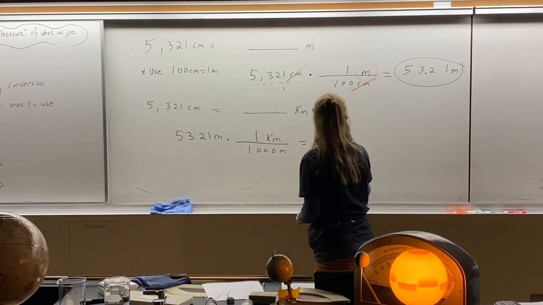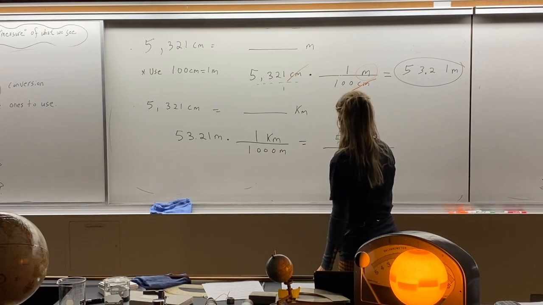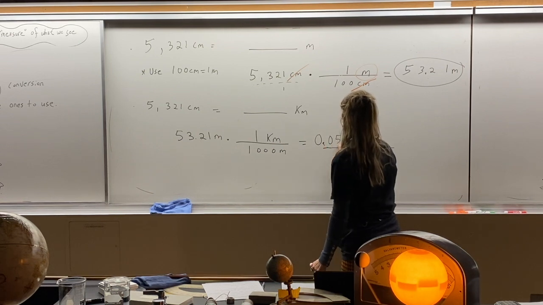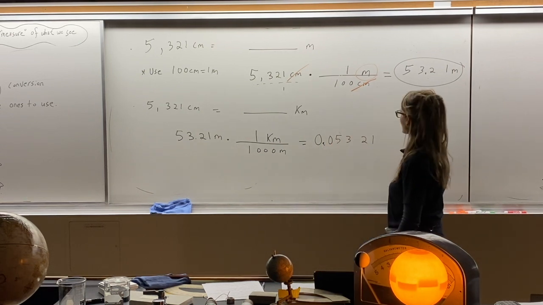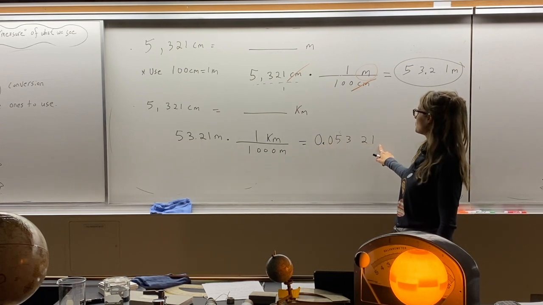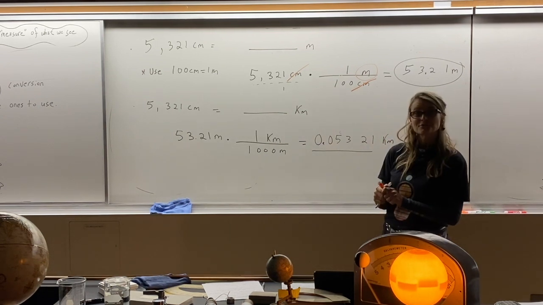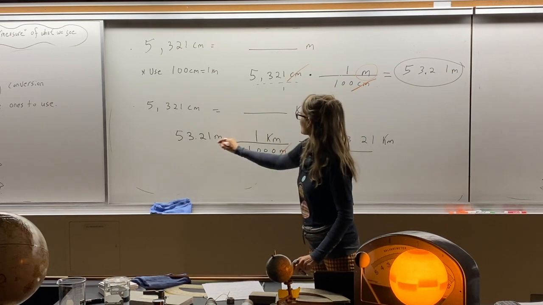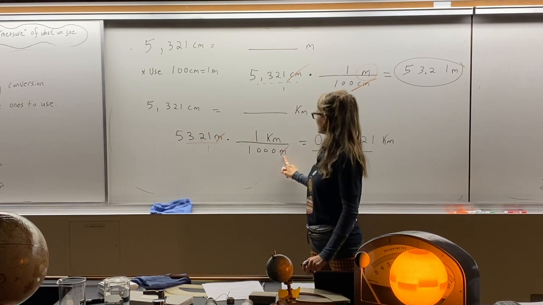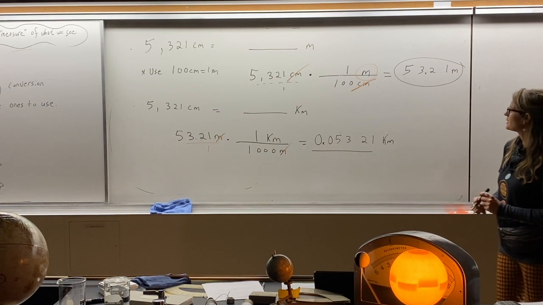And that will give me a value of, go back 1, 2, 3 places, 0.05321, and that will be kilometers, because as you can see, the way I multiply my factor is to have this over 1, get rid of my meters, introduce my kilometers, and that's my value in kilometers.